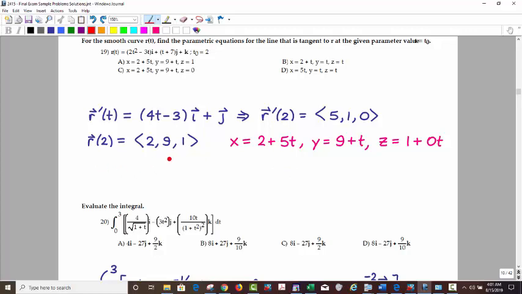Now, even though I labeled this as a vector, it really is a point. It's the point when you put in 2 there. You plug 2 into here, you're going to get 2, 9, 1. So we have 2, 9, and 1, and then the r prime, that's the direction numbers for the vector, 5, 1, 0. So it's x equals 2 plus 5t, y equals 9 plus t, and z equals just 1. I put 1 plus 0t, but obviously it's just 1. So it's going to look like this answer right here, answer A.